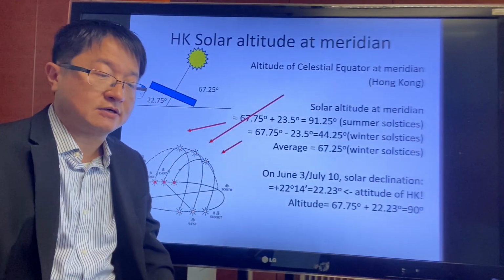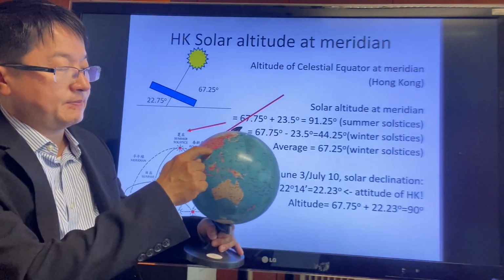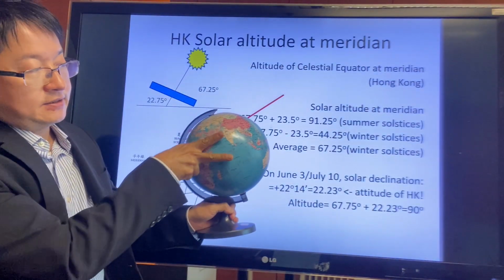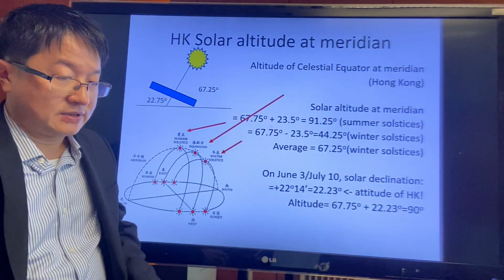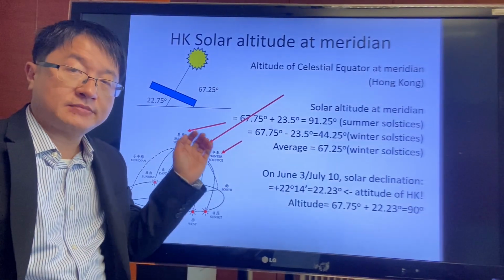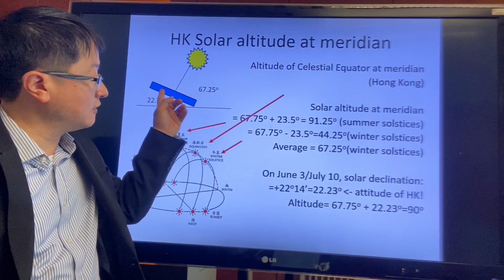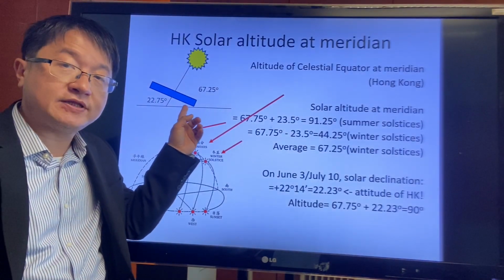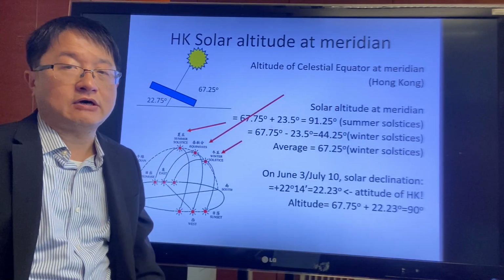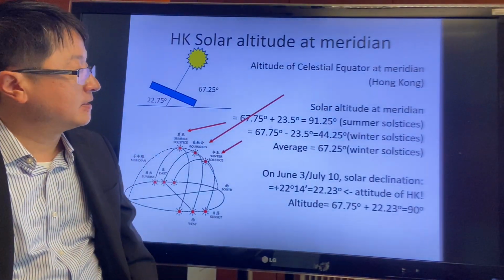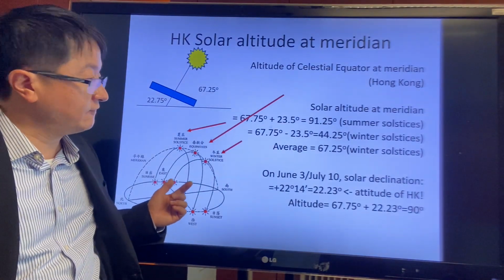Now, take the case in Hong Kong. The position of Hong Kong is about 23 degrees. This angle is 23 degrees. So, in order to make our panel directly facing the sun, the angle of elevation of the panel should also be 23 degrees, which should be the same as the altitude of that location. And these angles may vary a little bit during different seasons.